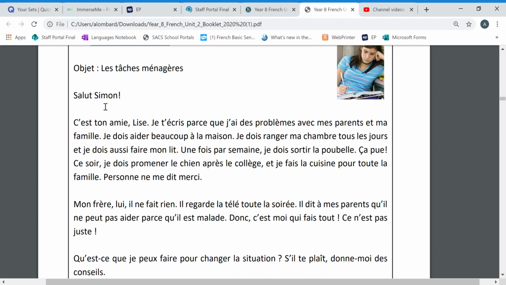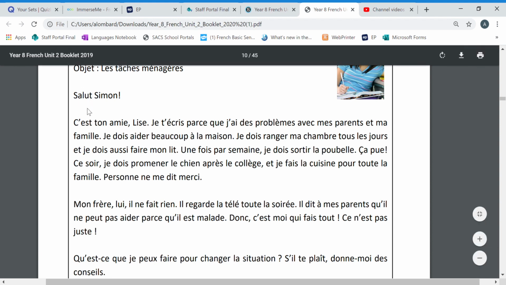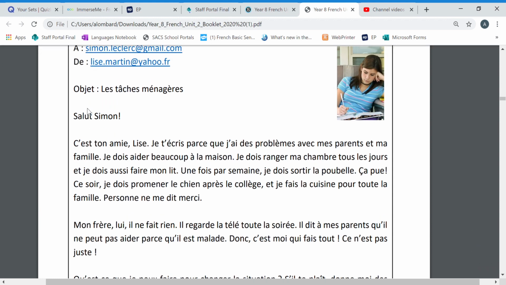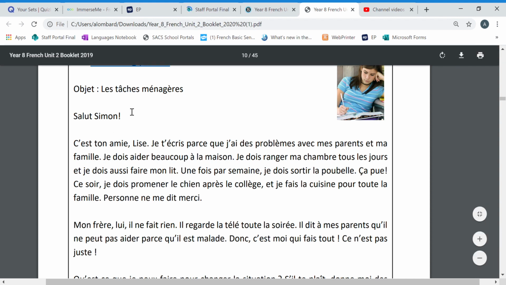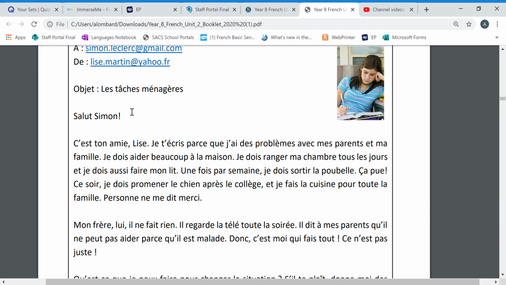Now, our email is always going to start with a greeting and the name of the recipient. So here we know two things. Firstly, when we look at the salut, we know that this is informal language. If it were formal, we might see something like Monsieur, Madame, but salut is the casual hello. And then we know that the recipient is Simon. And here we're assuming that Simon is a boy, but in French you will always be able to know whether the recipient is a boy or a girl by looking at the adjective agreements in questions.